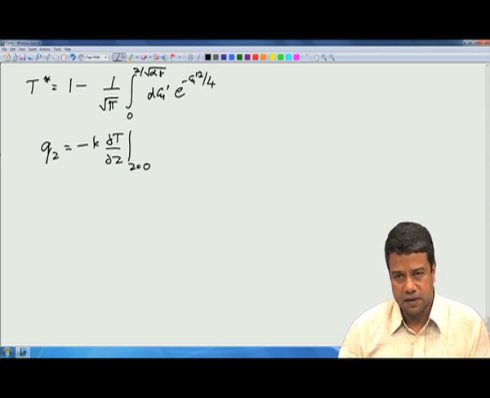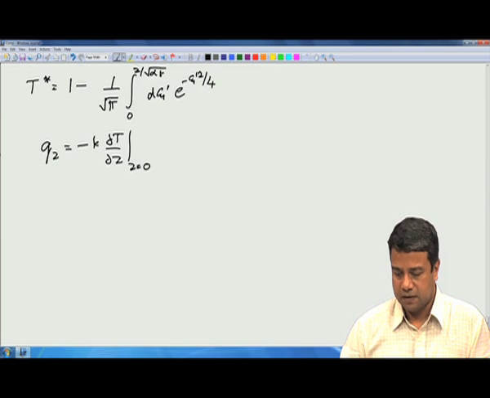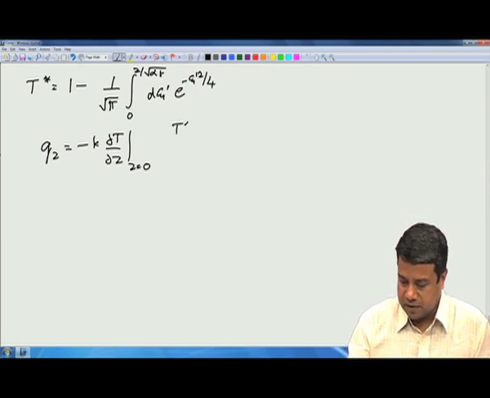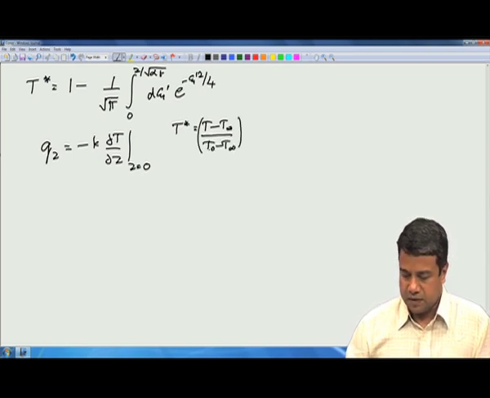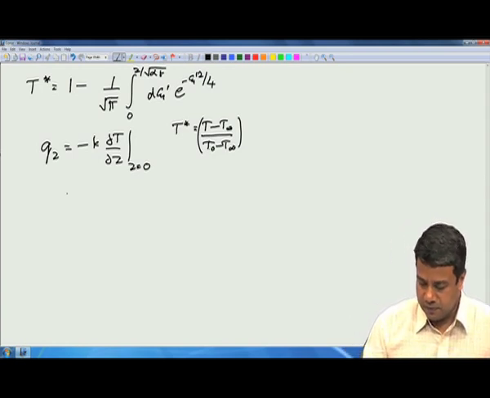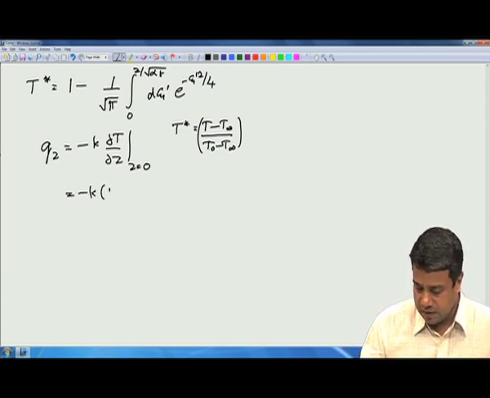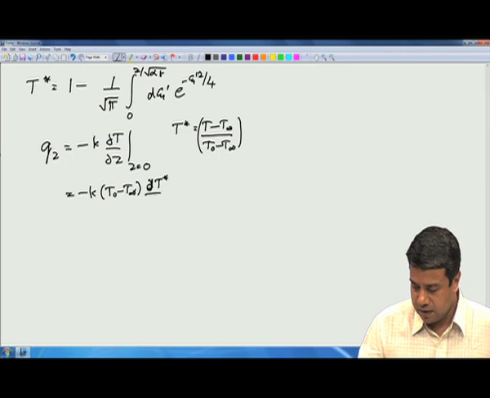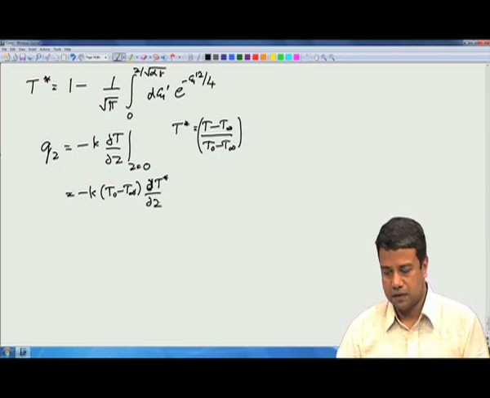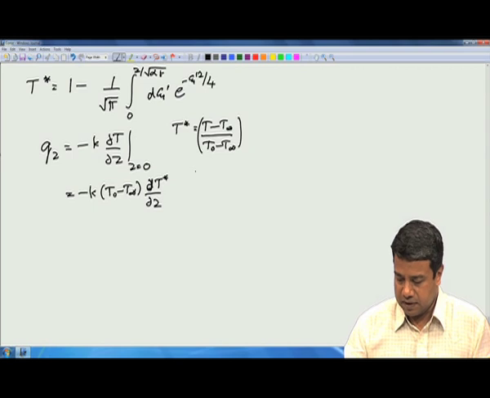I can express this in terms of T star. After all, we know that T star is equal to T minus T infinity by T naught minus T infinity. So, dT by dz will just be equal to minus k times T naught minus T infinity, d T star by dz. Now, I have to use the substitution that psi is equal to z by root alpha t.